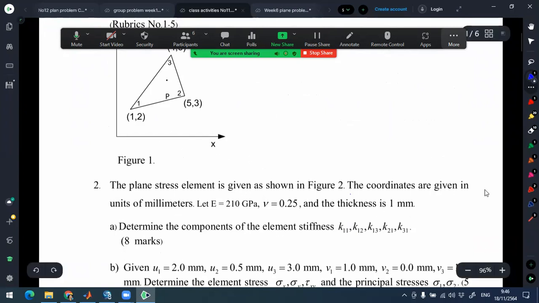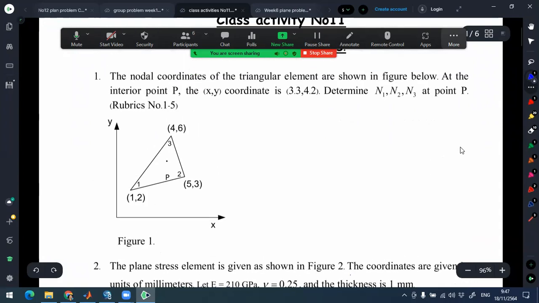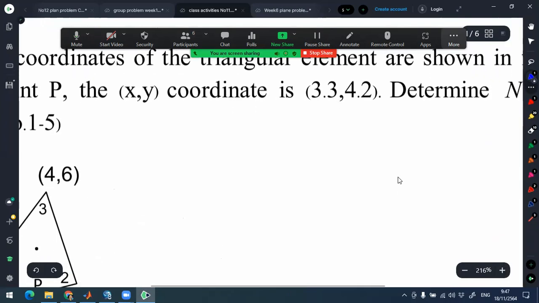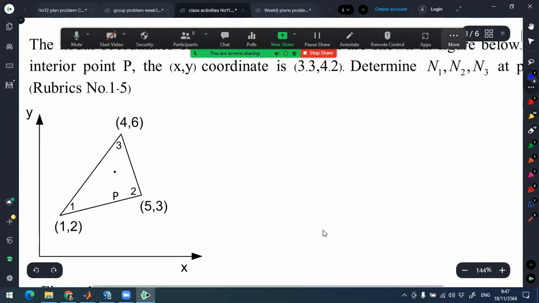The first problem would like us to determine the shape functions Ni, Nj, and Nm. That is N1, N2, and N3 for this case. 1, 2, 3 for this case is in sequence because of how we set up the nodes. They should be in counterclockwise sequence. Before we do that, we determine the area.